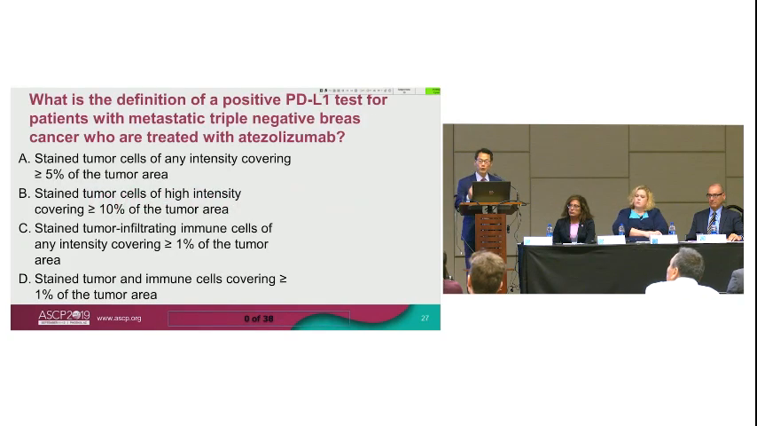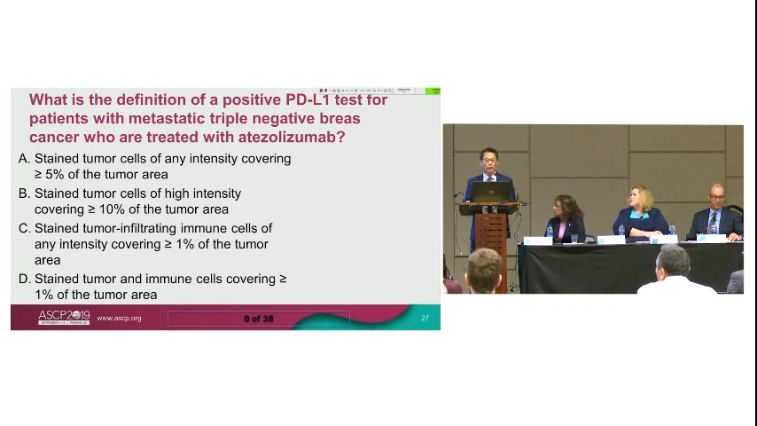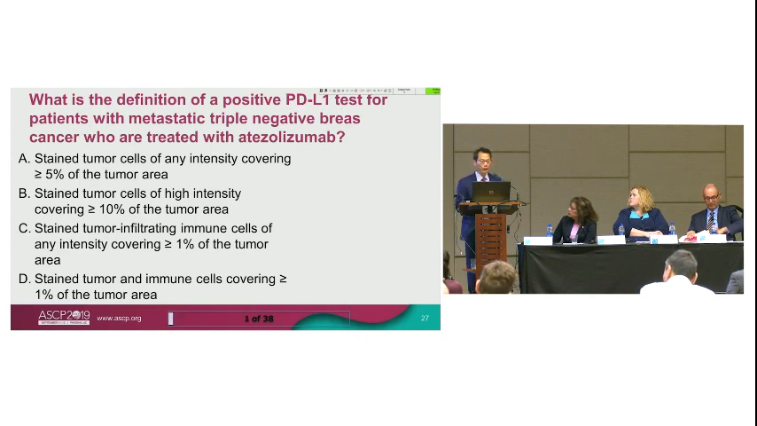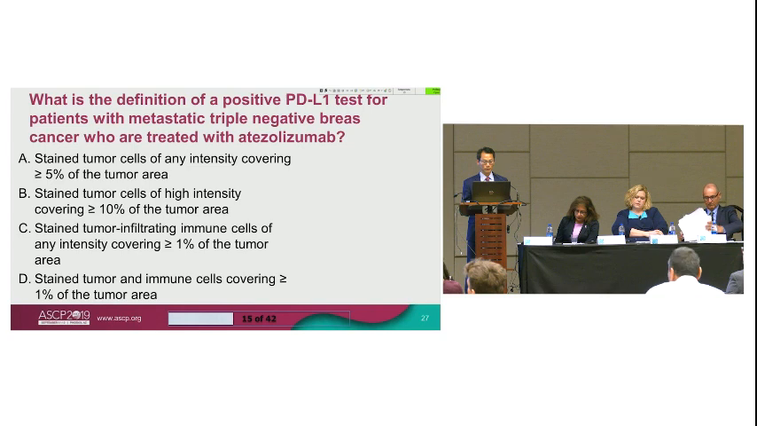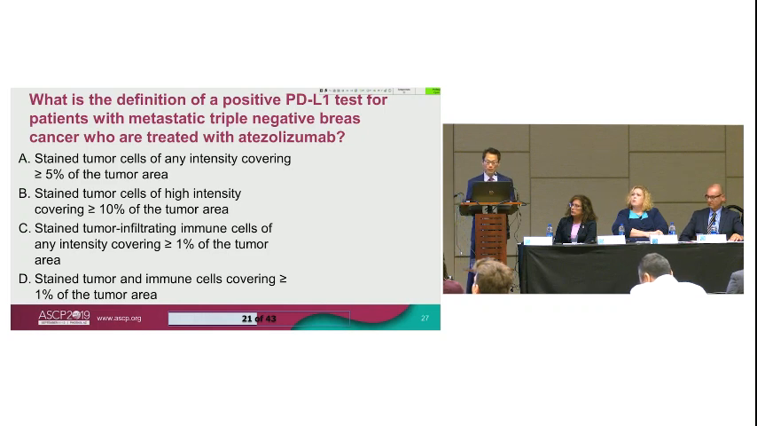And so get ready with your keypads, because the next question is, what is the definition of a positive PD-L1 test for patients who have metastatic triple-negative breast cancer who are treated with atezolizumab? So take a minute and look at those definitions and then select one. Give it a few more seconds for the remaining folks to enter in your results. And this is how everyone responded.